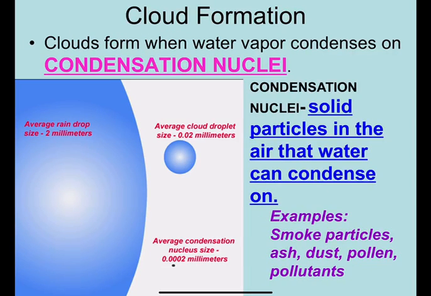Cloud formation. As we've discussed before, clouds form when water vapor condenses on condensation nuclei. Condensation nuclei are solid particles in the air that water can condense on. This is what causes clouds. Smoke particles, ash, dust, pollen, pollutants, all of these are things that water condenses on, which forms our clouds.